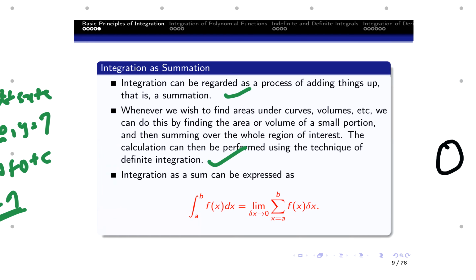So integration as a sum can be expressed as what you have here. The integral of f of x dx between a and b is the same thing as the limit as delta x tends to 0 of the summation of f of x delta x from x equals a to b. So it's more like as you sum a function over a long range towards infinity, it results in this integration. So generally speaking, in summary, this whole video is about the fact that integration can be seen as the opposite of differentiation, such that whatever you differentiate, you integrate to get back to the original function, and then integration can also be seen as a summation.